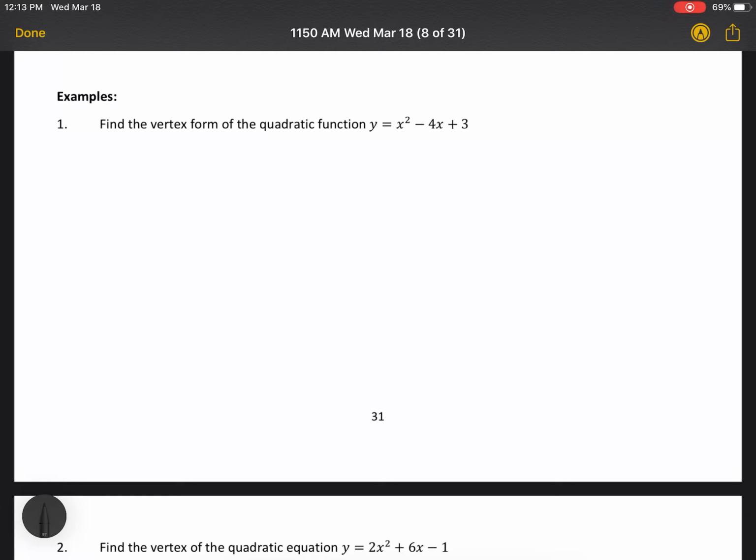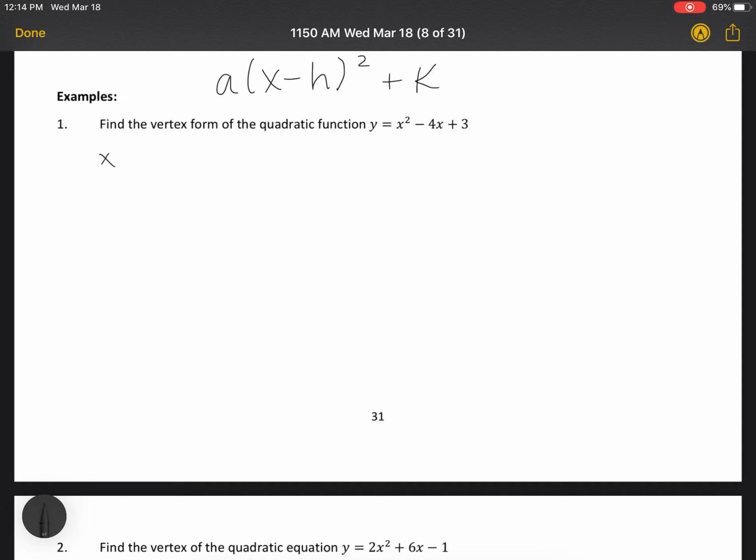Okay, first example, find the vertex form of the quadratic function y equals x squared minus 4x plus 3. This is a lot like the process of completing the square, and I'll show you why in a second. I'm just going to write at the top of this page what vertex form actually looks like. So we want to get this in a times x minus h squared plus k.